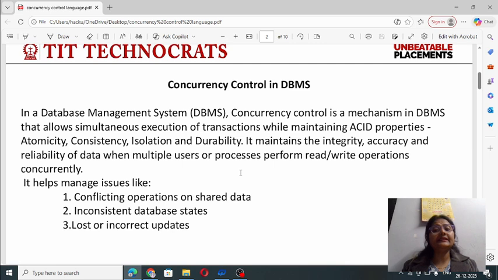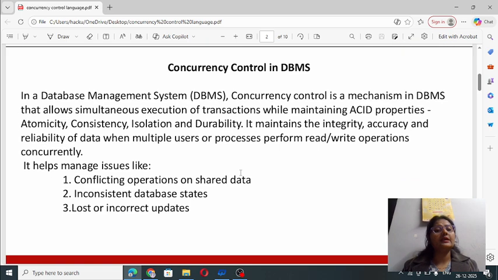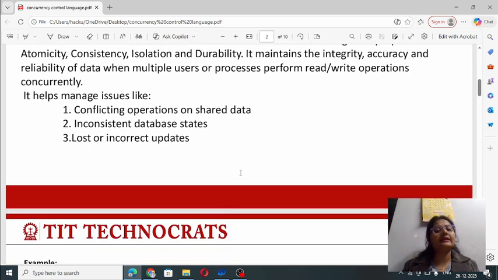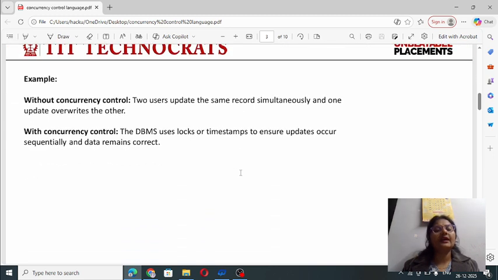It means integrity, accuracy, and reliability of data when multiple users and processes perform read and write operations concurrently. It helps to manage issues like conflicts on shared data, deadlock, inconsistent database states, and lost or incorrect updates, across multiple users.